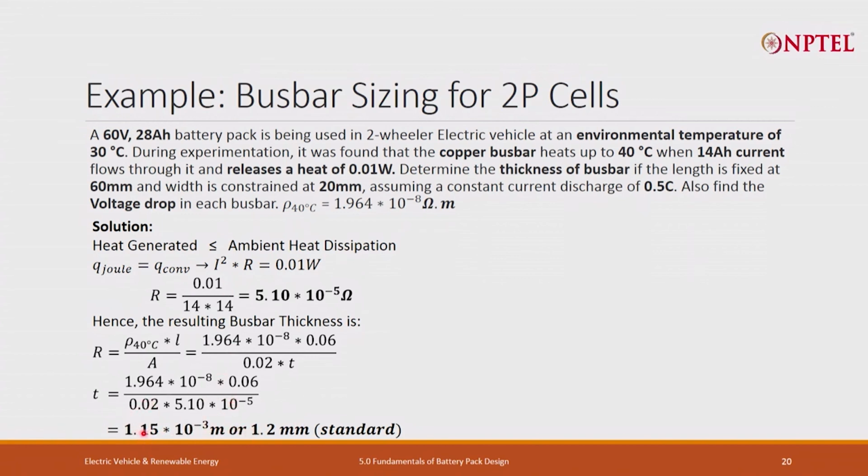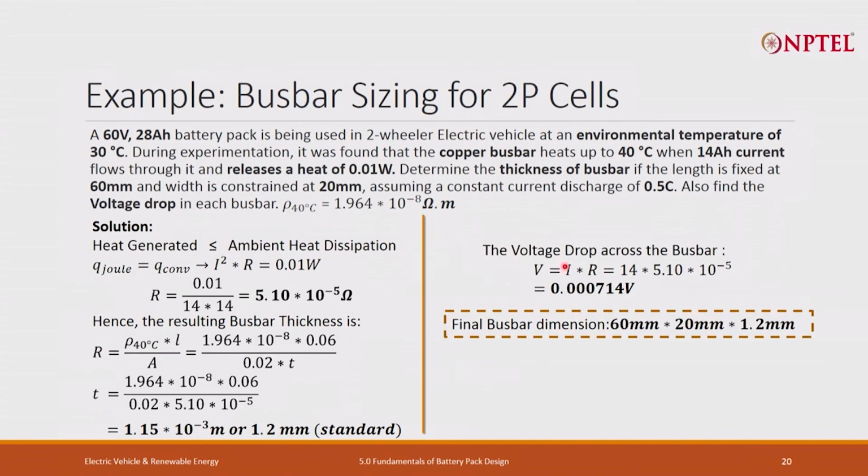So, you may not find a material of this thickness. You have to go to the nearby standard material. Also, this is just sufficient for heat generation equal to ambient heat dissipation. What you want is ambient heat dissipation to be slightly more. So, you go to the nearby material with higher thickness, and that comes to 1.2 mm.